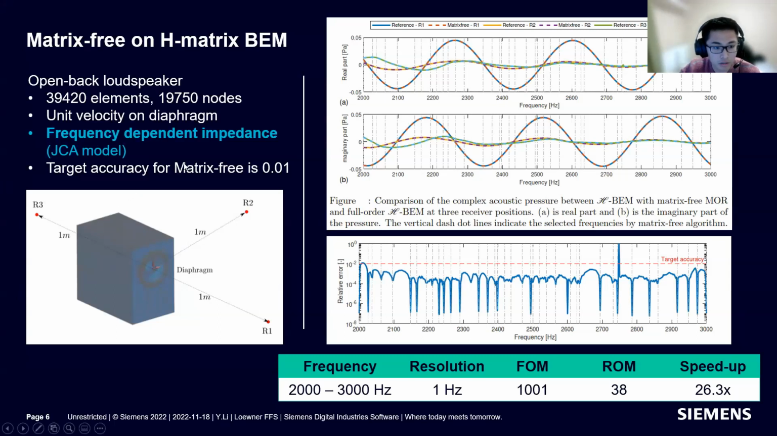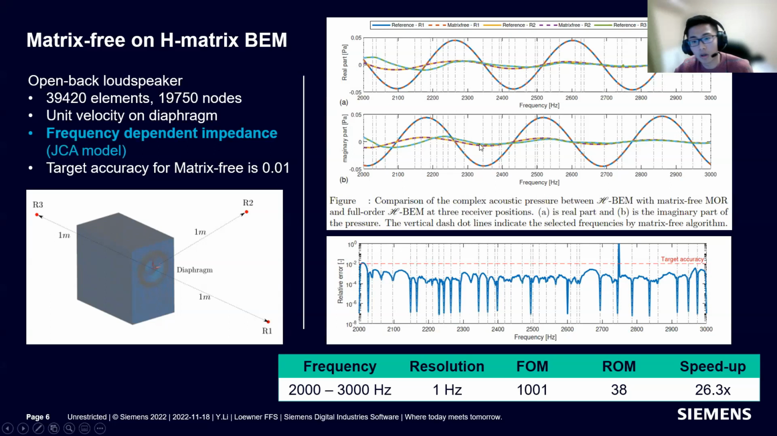The impedance curve was generated by using a GCA model. For the matrix-free setup, we use the same frequency range and frequency resolution as an input. The target accuracy in this case is set to be 1%. In the full order model, we consider a wide frequency range from 2000 Hertz to 3000 Hertz with a resolution of 1 Hertz. So in the end, we end up with 1,000 frequency simulations.